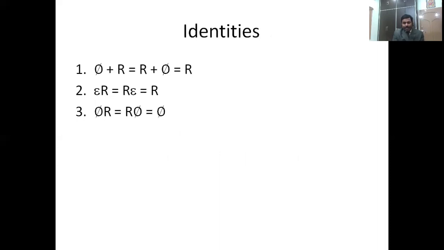So these are the identities of regular expressions. Whenever you consider the decimal number system, you add 0 to any other number, you get the same number. Likewise, phi is an empty set. You add an empty set to a regular expression, you get the same regular expression. Epsilon is an empty string. In your decimal number system, 1 multiplied with any other number results in the same number. So epsilon concatenated with R will result in R. Phi concatenated with a regular expression will give phi, because phi is an empty set.